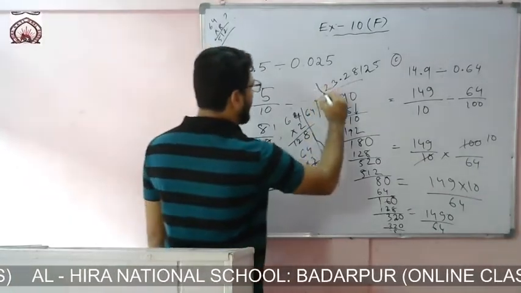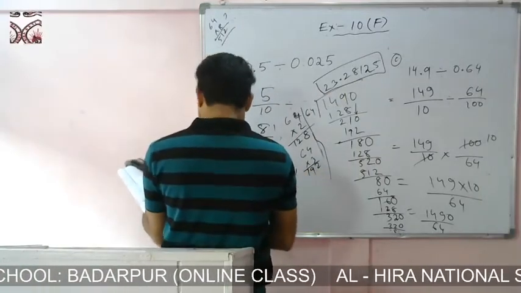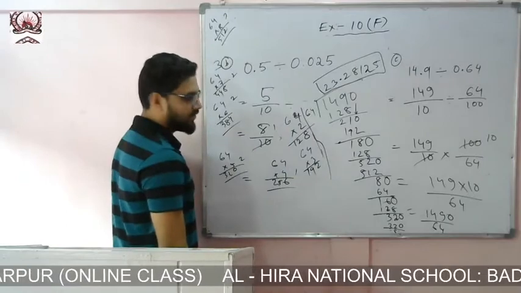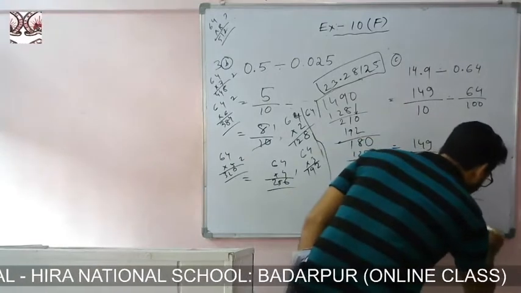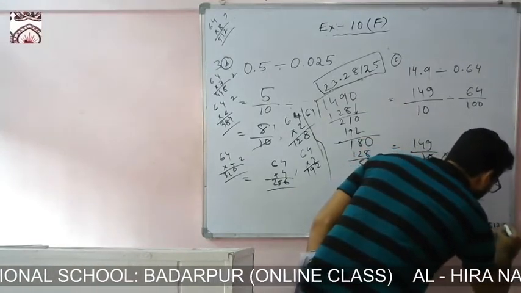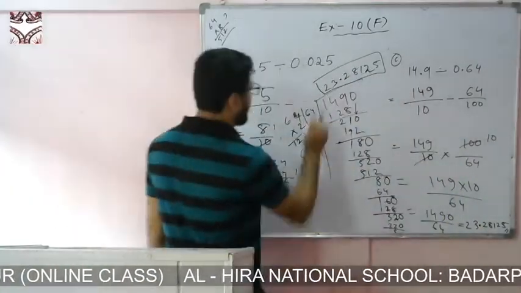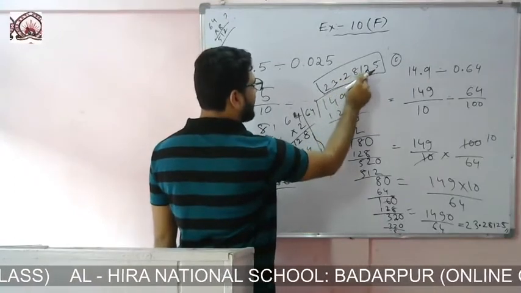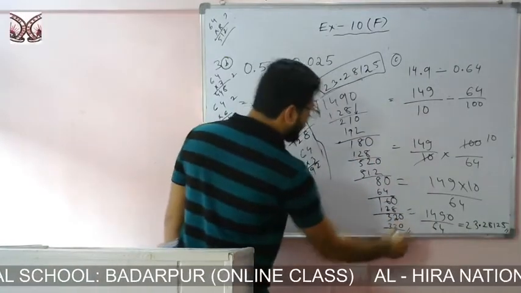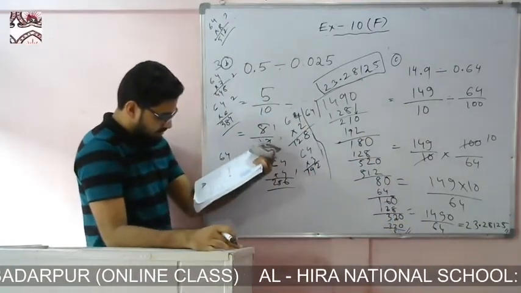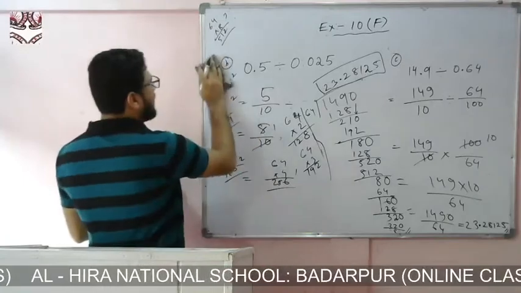So we got what? 23.28125. You can write after then 23.28125. That is the answer. 23.28125. Okay, so that is the answer of 3C.